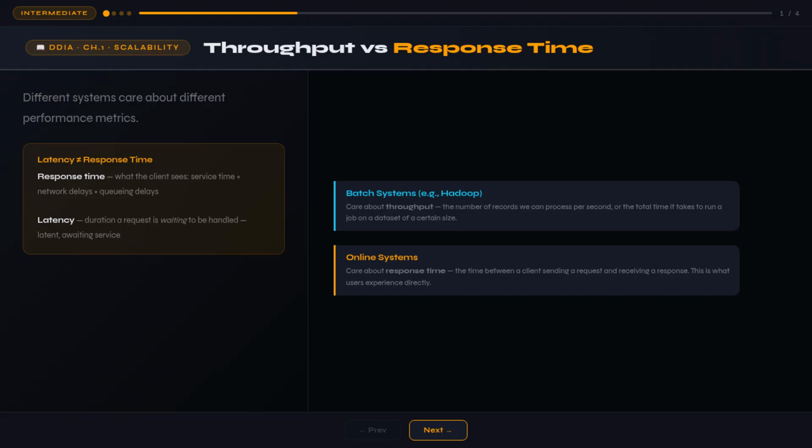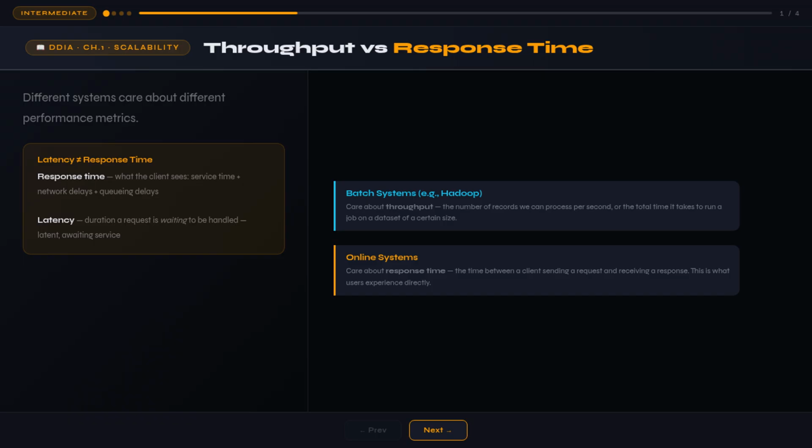So what numbers do you use to describe performance? The answer depends on what kind of system you're building. In batch processing systems, Hadoop for example, you usually care about throughput: how many records can you process per second? Or equivalently, how long does it take to run a job on a dataset of a certain size? In online systems (APIs, web services, databases), what matters is response time, the time between a client sending a request and receiving a response.